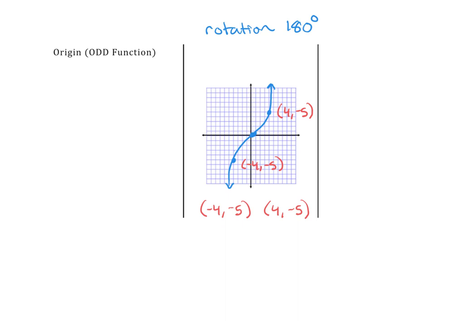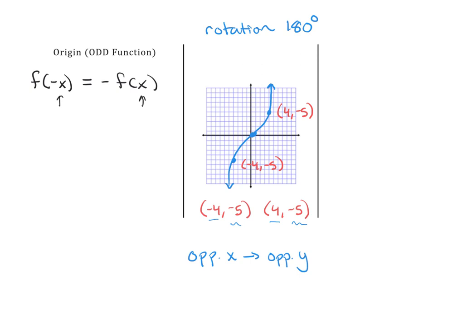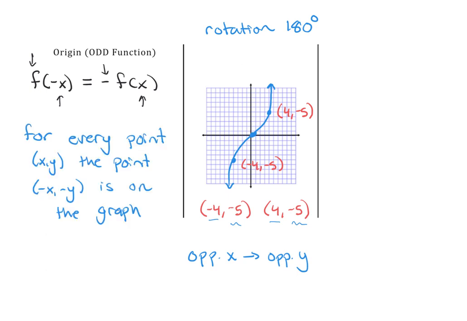And then what do you notice about the points? We have opposite x produces opposite y. So the test, if you're testing for an odd function, you're going to look to see if f(-x) is equal to negative f(x). So opposite x and then produces opposite y. So another way to say that is for every point (x, y), the point (-x, -y) is on the graph.